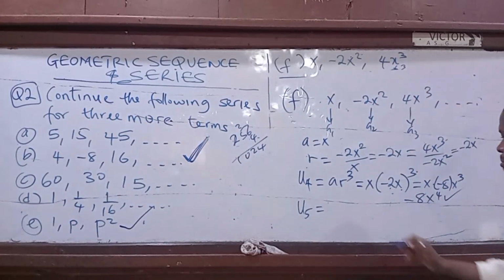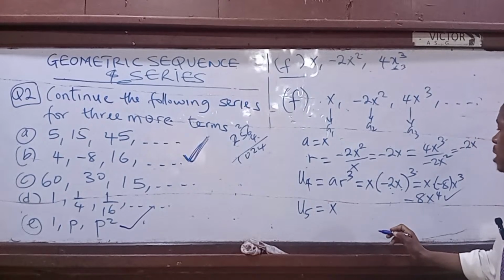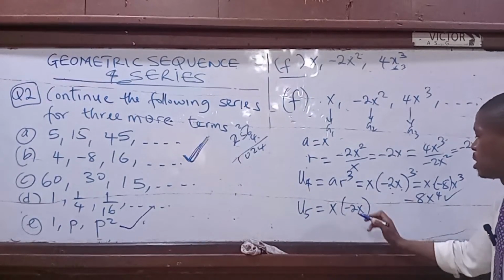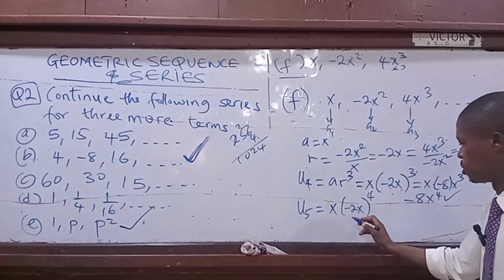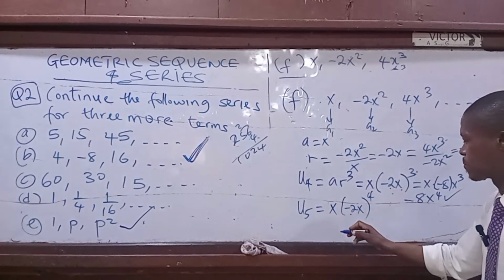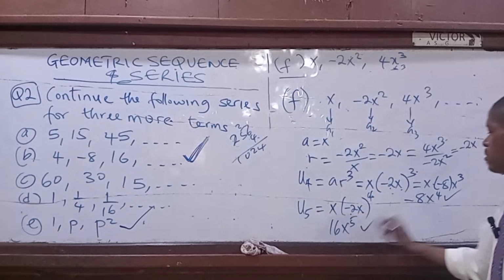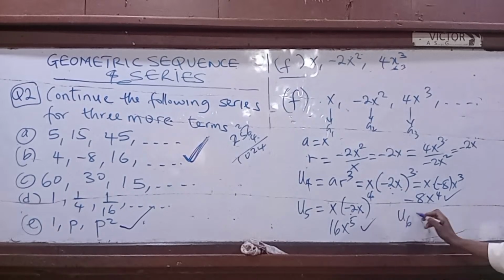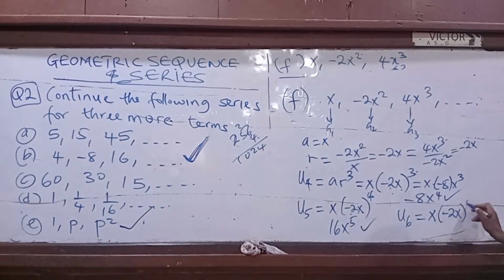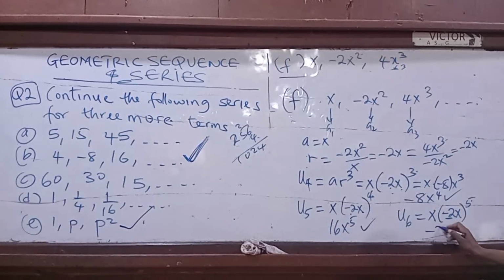U5, the fifth term. My A is x, the common ratio is minus 2x, and then to the power 4. That will be equal to minus 2 to the power 4, that's 16, and then 16x to the power 4 times this one here, x, gives x to the power 5. That's the U5. The sixth term: the first term is x, the common ratio is minus 2x to the power 5. That will be equal to minus 2 to the power 5, which is minus 32, and then x to the power 5 times this one, that's x to the power 6. And that finished that question.